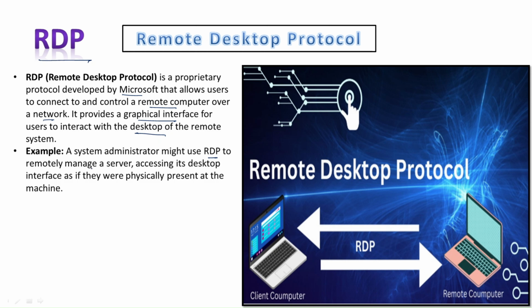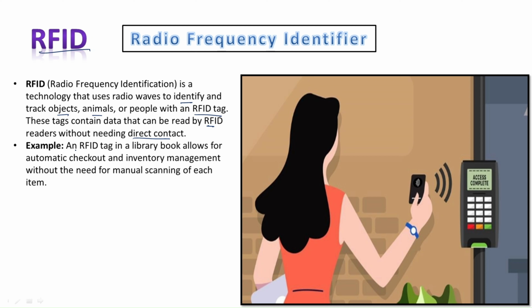RFID, that is radio frequency identifier. So RFID is a technology that uses radio waves to identify and track objects, animals, or people with an RFID tag. These tags contain data that can be read by RFID readers without needing direct contact. For example, an RFID tag in a library book allows for automatic checkout and inventory management without the need for manual scanning of each item.